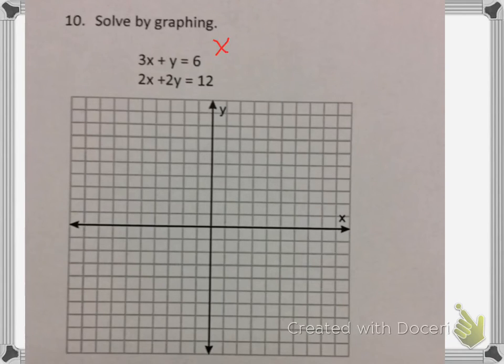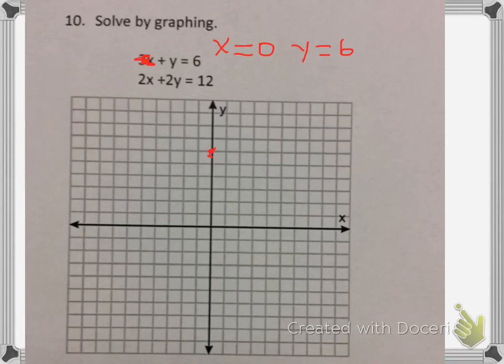So if I set x equal to 0 on this top equation, meaning the x is gone because 3 times 0 would be 0, then I get y equals 6. So I have one ordered pair there already, which is 0, 6, that I know is on this line. So that ordered pair right there is on the line.